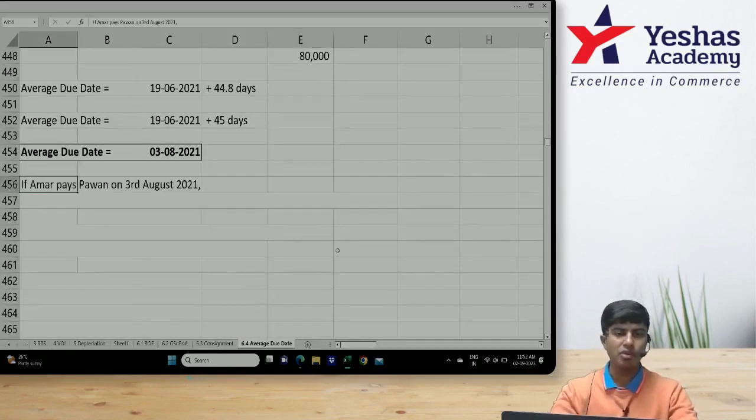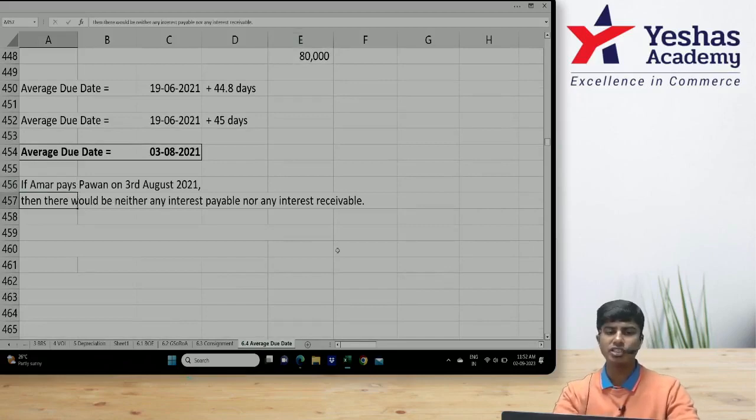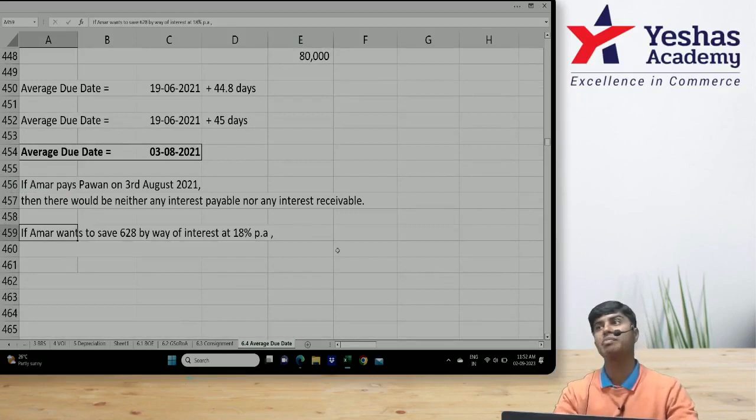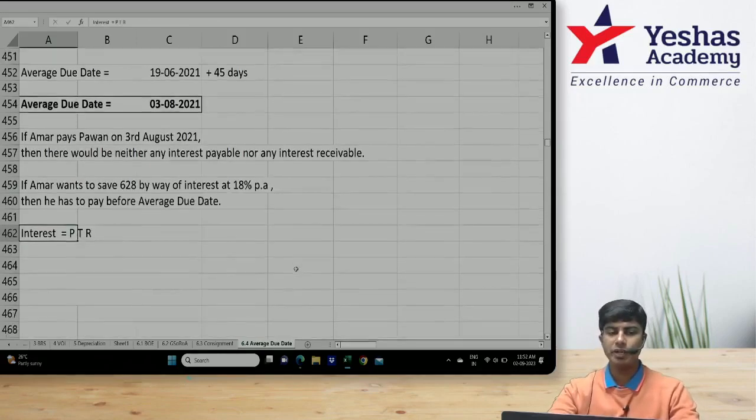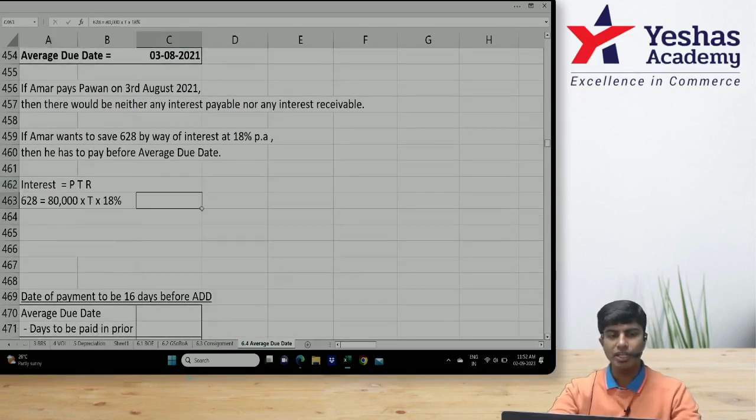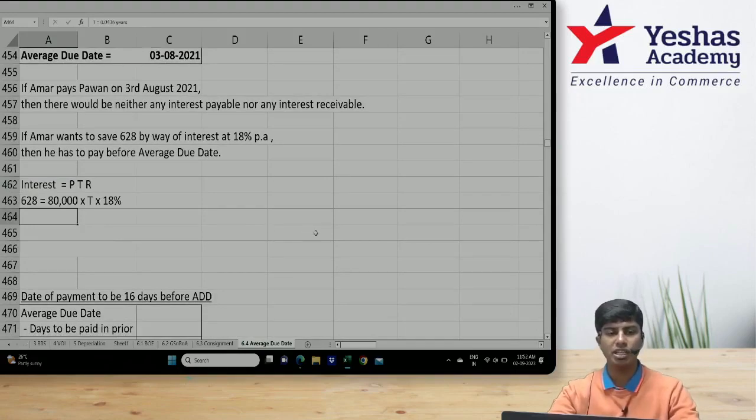See, if Amar wants to pay Pawan on 3rd of August, there will be no interest payable or receivable. However, Amar wants to save 628 by way of interest. So, he should pay certain days before. How many days before? That we are trying to find. Interest is P into T into R. 80,000 into T into 18%. How much is T?